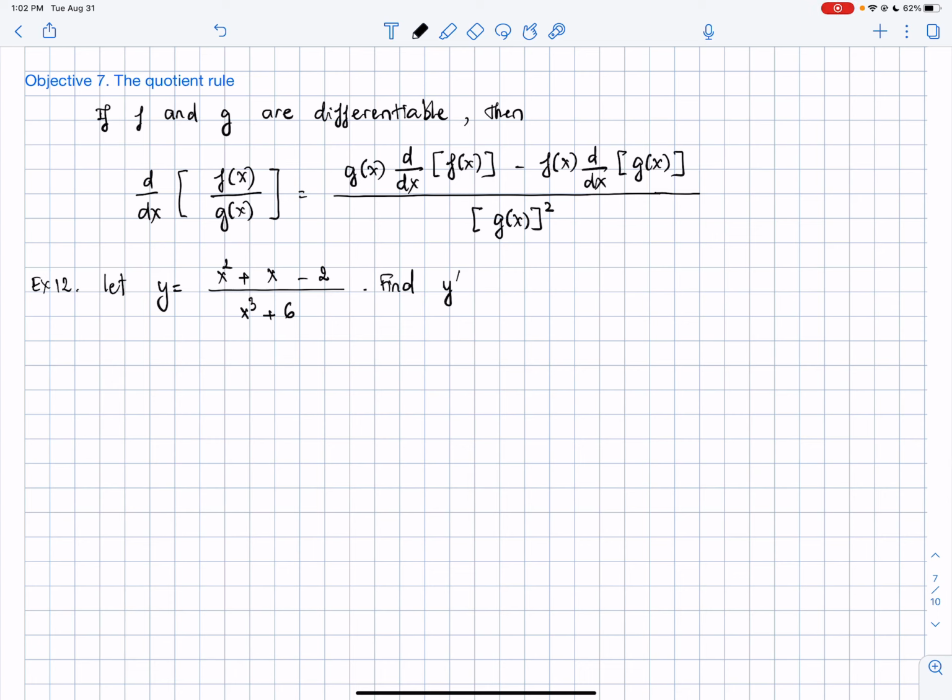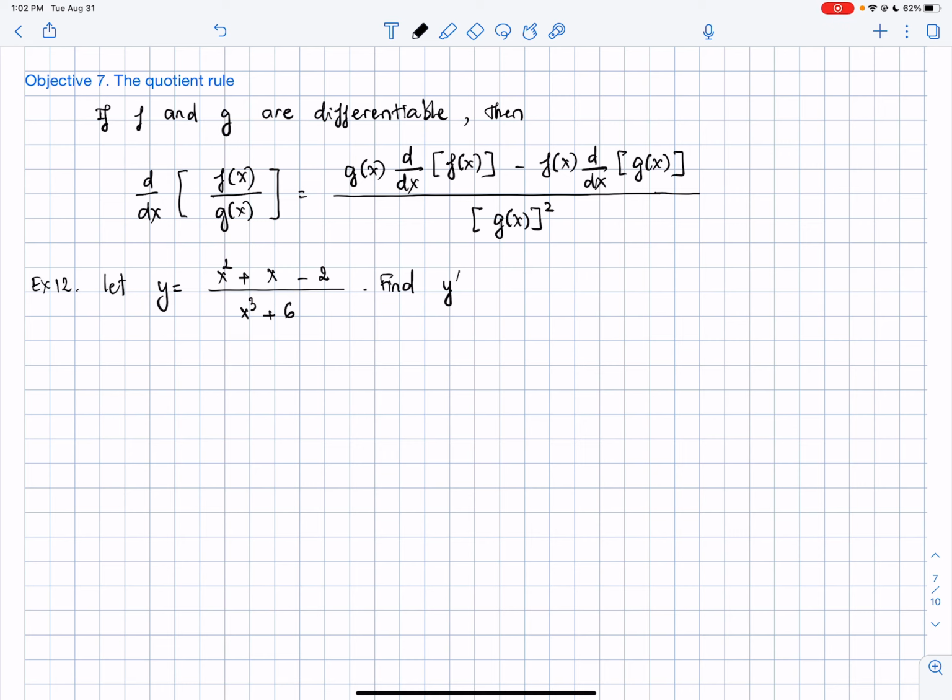Objective number 7, the quotient rule. If functions f and g are differentiable, then the derivative of the quotient f over g is g of x times the derivative of f of x minus f of x times the derivative of g of x, divided by g of x squared. I'm not going to do the proof for this one, and I will do example number 12.